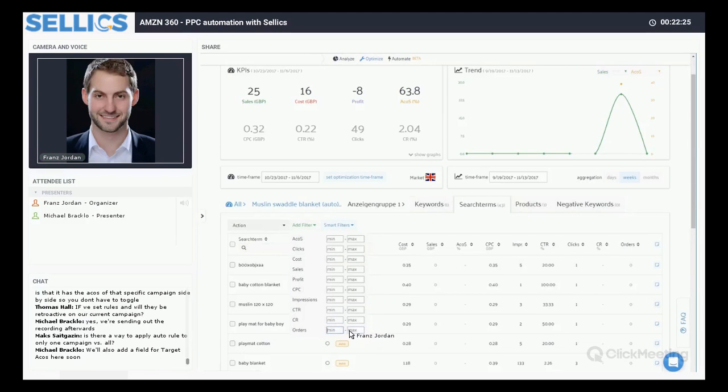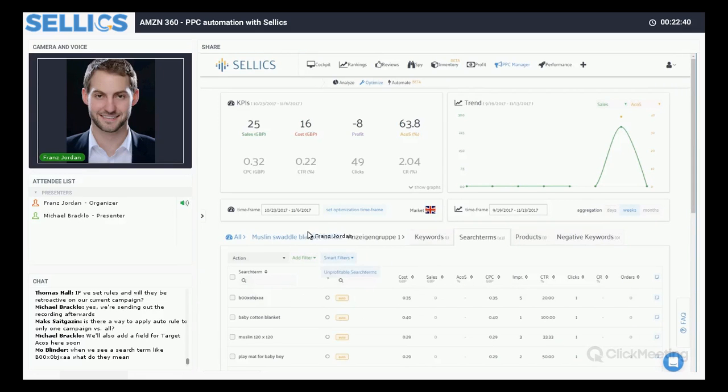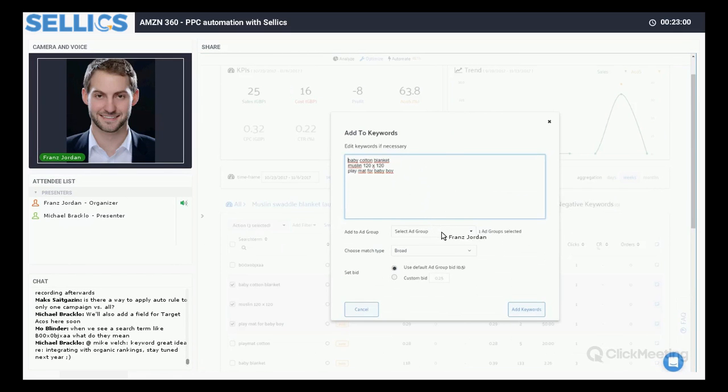There we go. You just enter one order here, and then automatically it will show you all the search terms that have one order. In this example, there are no such search terms, but you could very easily filter by whatever metric you want, and then choose the search terms that you want to move. Let's say you want to move those 3 search terms here. You just select those 3 search terms, click on action, and then add to keyword. And then you will be able to move the 3 keywords or search terms that you've just selected.